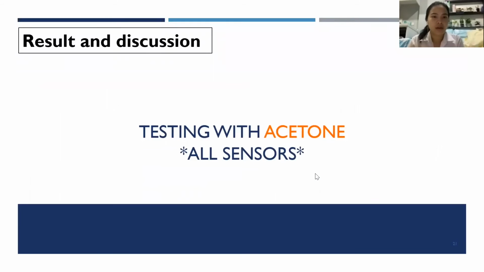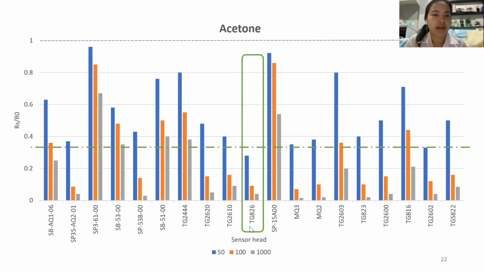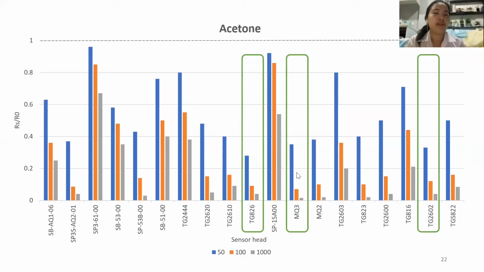Then, result and discussion. This is my result for acetone. The one that senses acetone best, with the lowest R ratio, is this one, and the second is this one, third is MQ3, this one, and the one that is worst in acetone detection is this one.